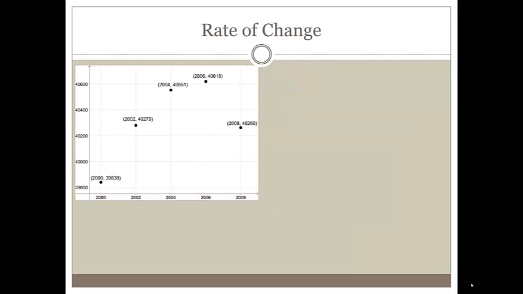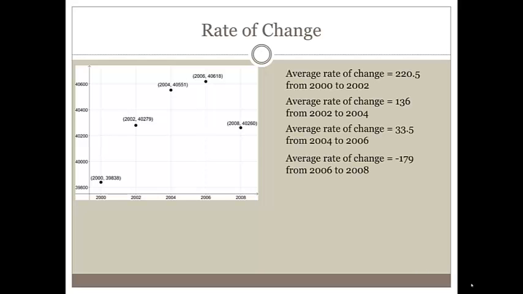We were studying the example of the population of Holyoke from 2000 to 2008. We found that the average rate of change from 2000 to 2002 was 220.5. The average rate of change from 2002 to 2004 was 136. The average rate of change from 2004 to 2006 was 33.5. And the average rate of change from 2006 to 2008 was negative 179, which meant that we lost 179 people per year. Is the population increasing?